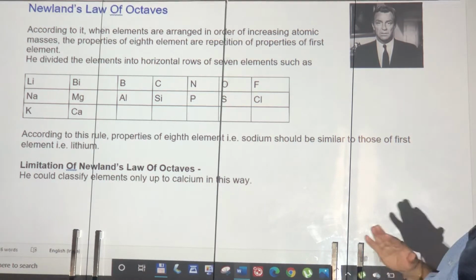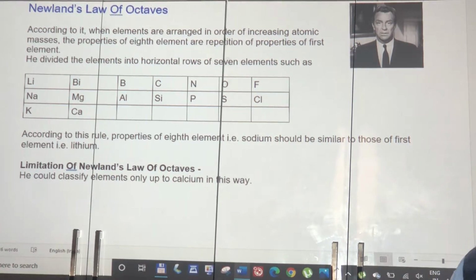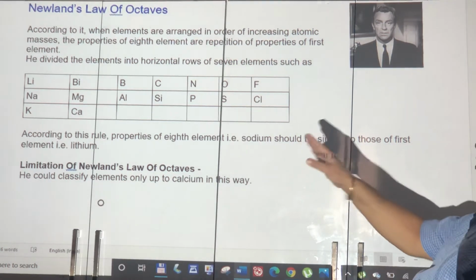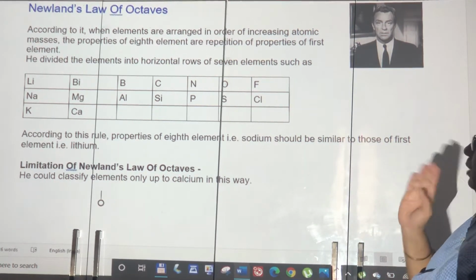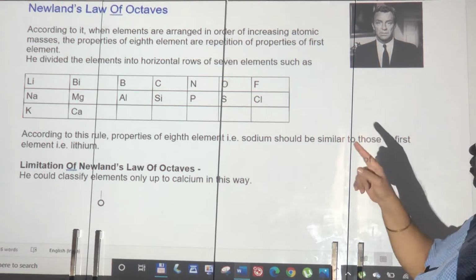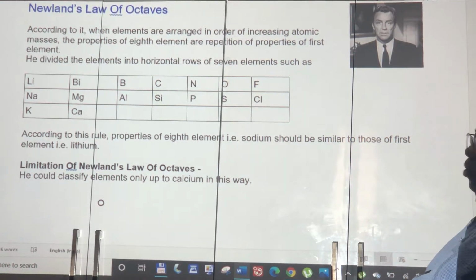Newland. Music, sa re ga ma pa, there are 7 notes, and the 8th is again a repeat of the first. So when elements are arranged in order of increasing atomic mass, mind you, till then only weight was being used, the properties of the 8th element, 1, 2, 3, 4, 5, 6, 7, 8th, are a repetition of the properties of the first. So every 8th will be like the first. So 8, 9, 10, 11, 12, 13, 14, 15 again will have the same. He divided them into rows of 7 elements, as you can see on the board. And the 8th element, for example, sodium should be like lithium. That is what he said.